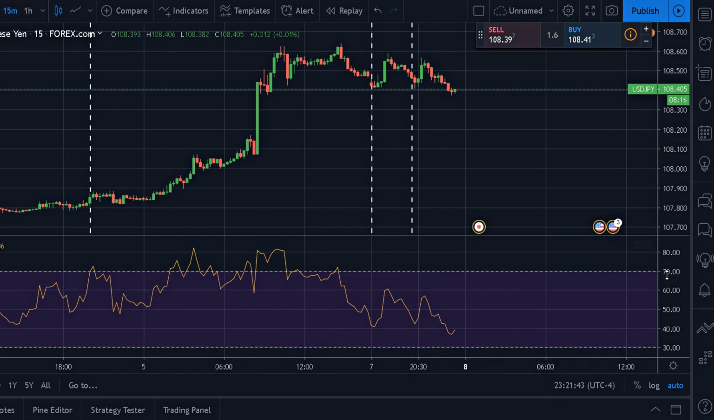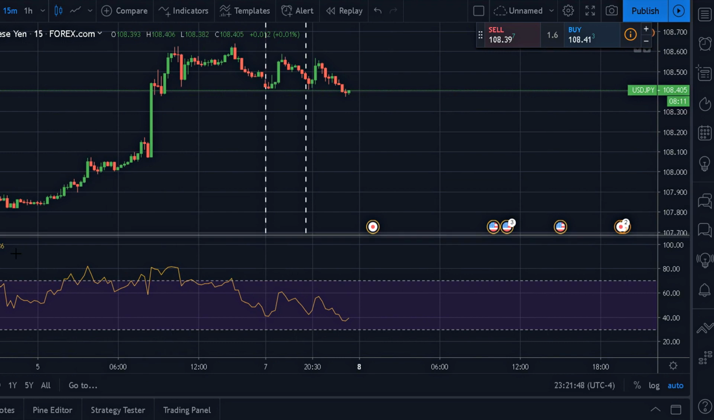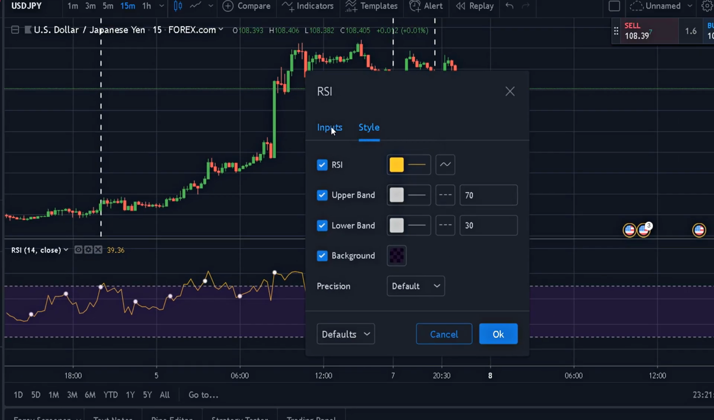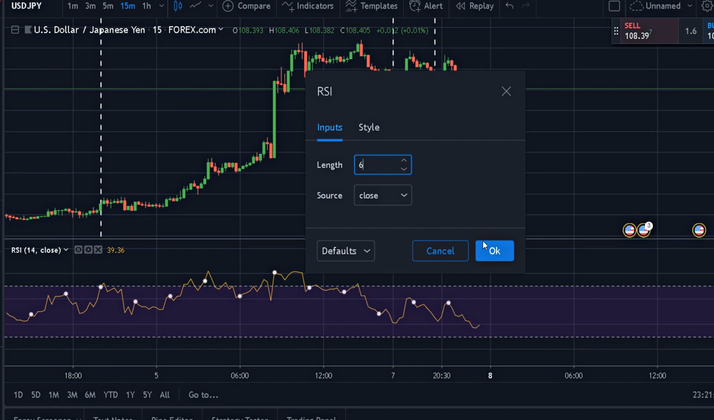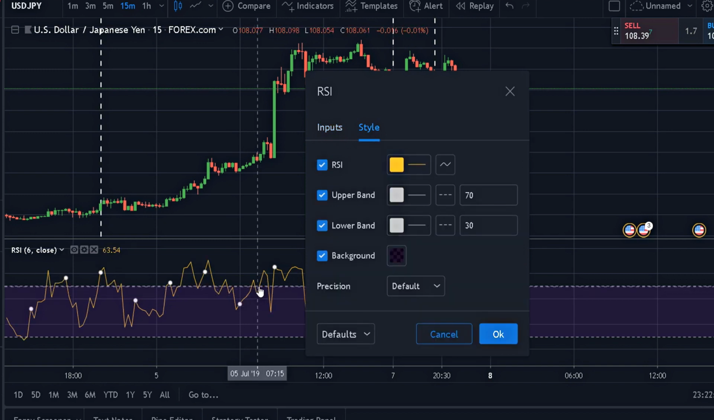Now, as far as the RSI, my RSI just popped up, and it's very simple. You can leave it at 14, that's the default right there. I prefer personally to change it to 6. Once you change it to 6, you want to come over to style and make sure your bands are in the right location, your levels. So you have the upper band and the lower band.